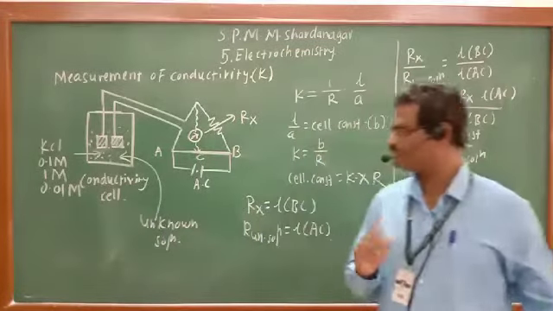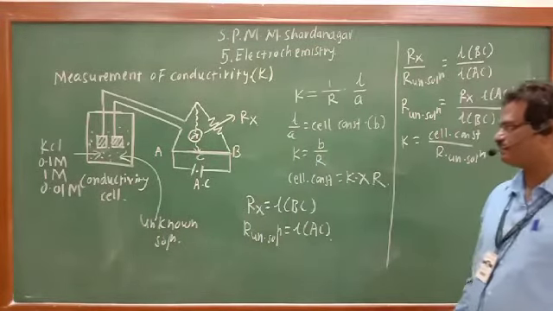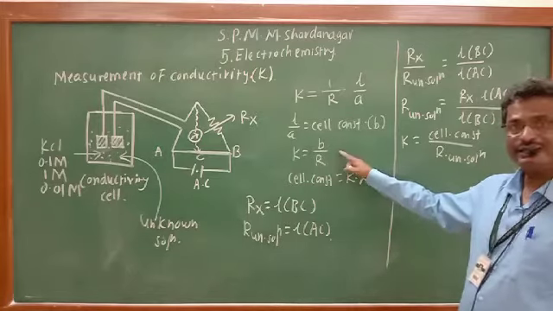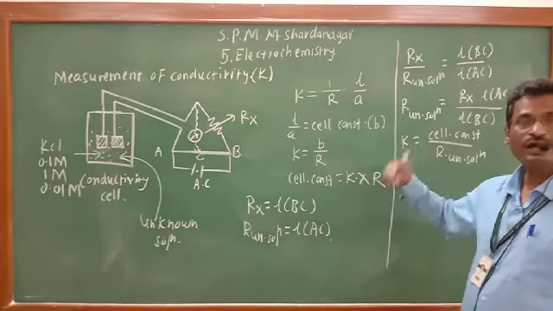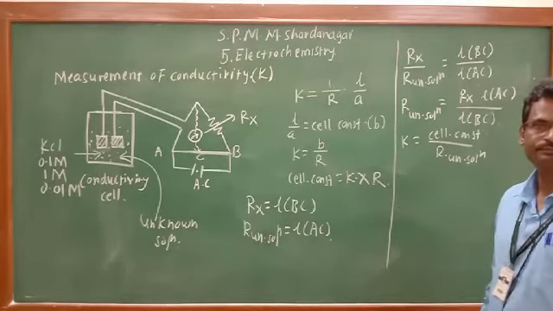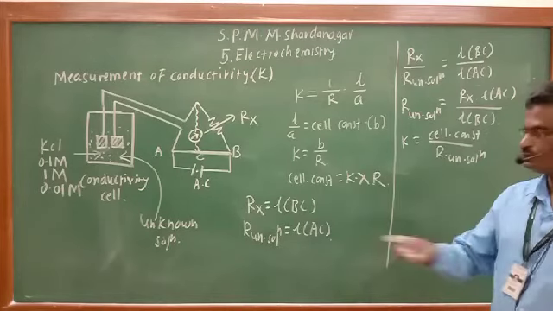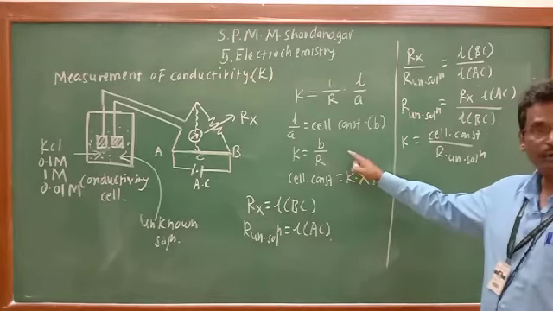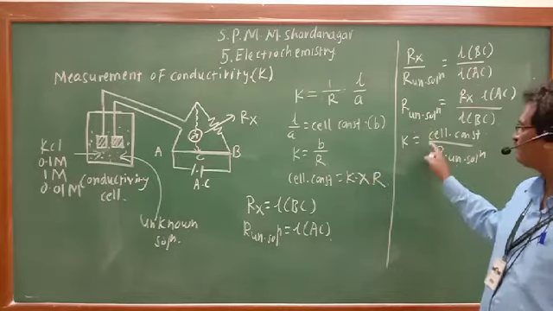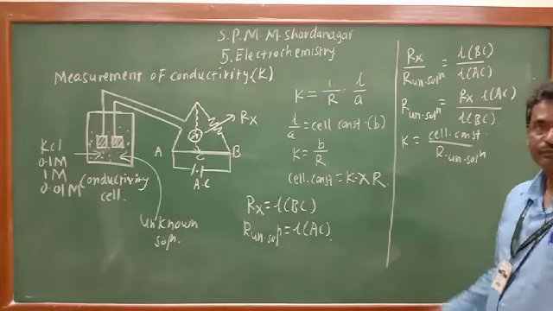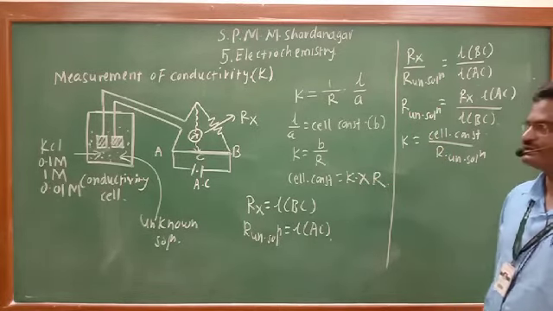See the experiment once again. This is an important experiment. This one equation we are using 2 times. So you may be confused over here. Why we are using the same equation 2 times? Because 2 different solutions are considered.